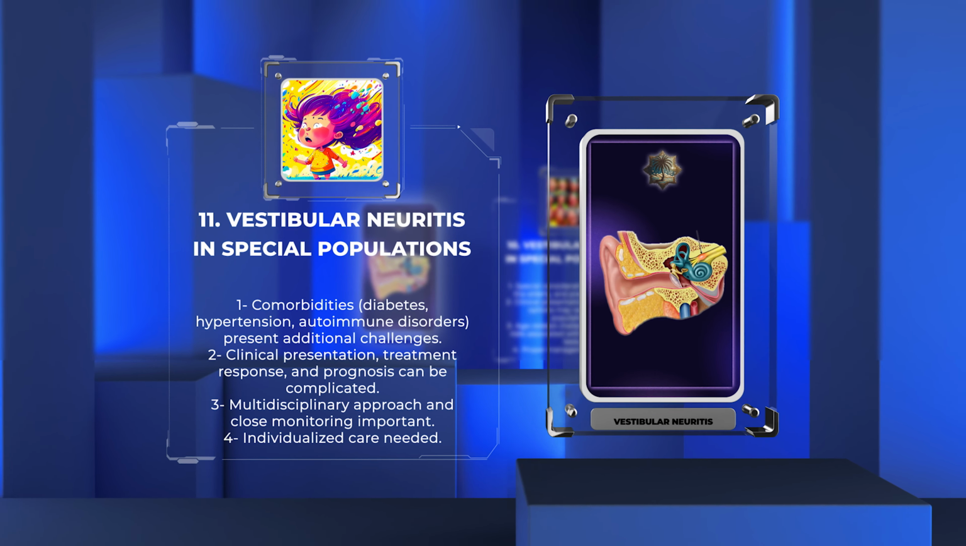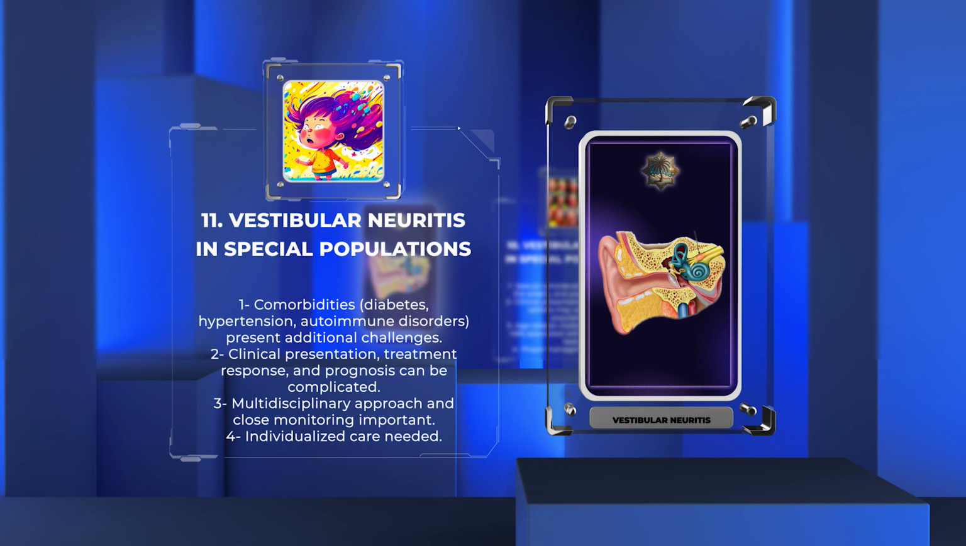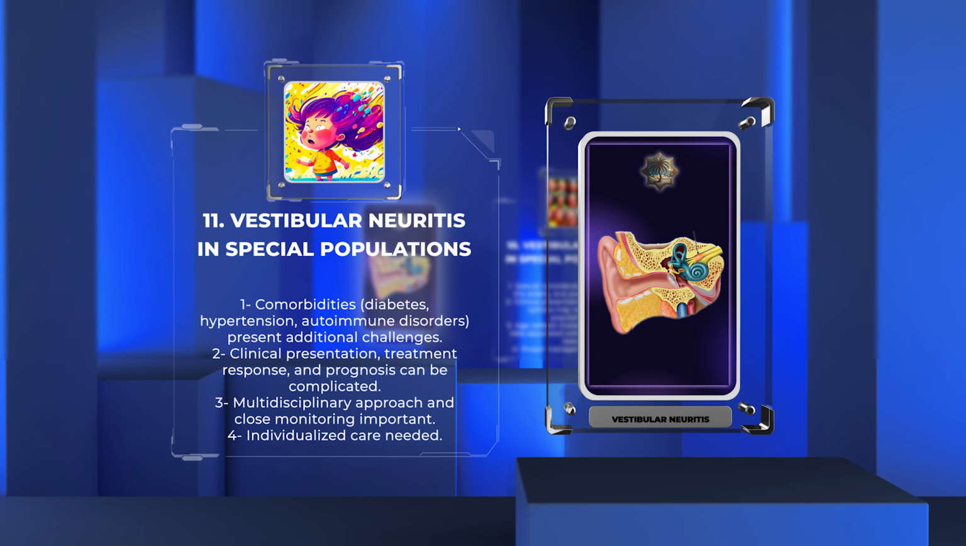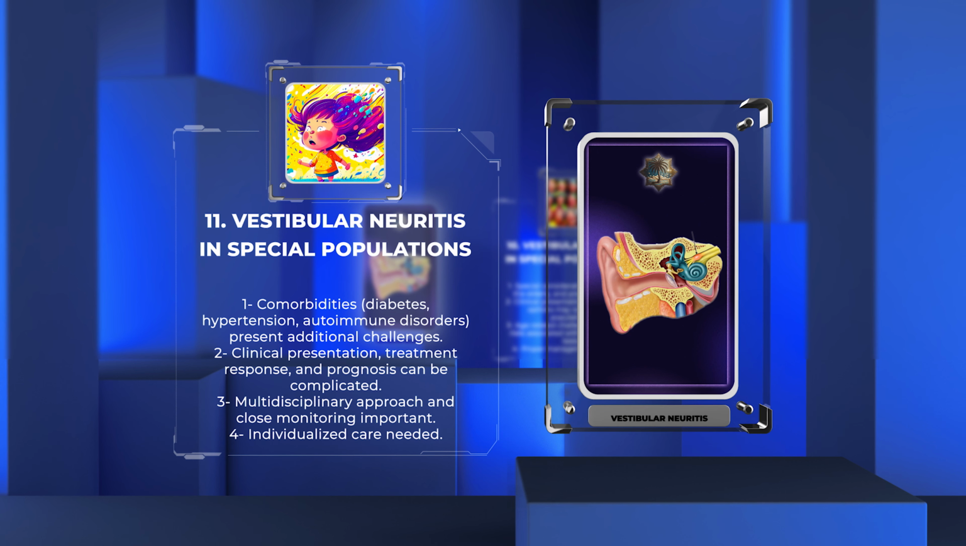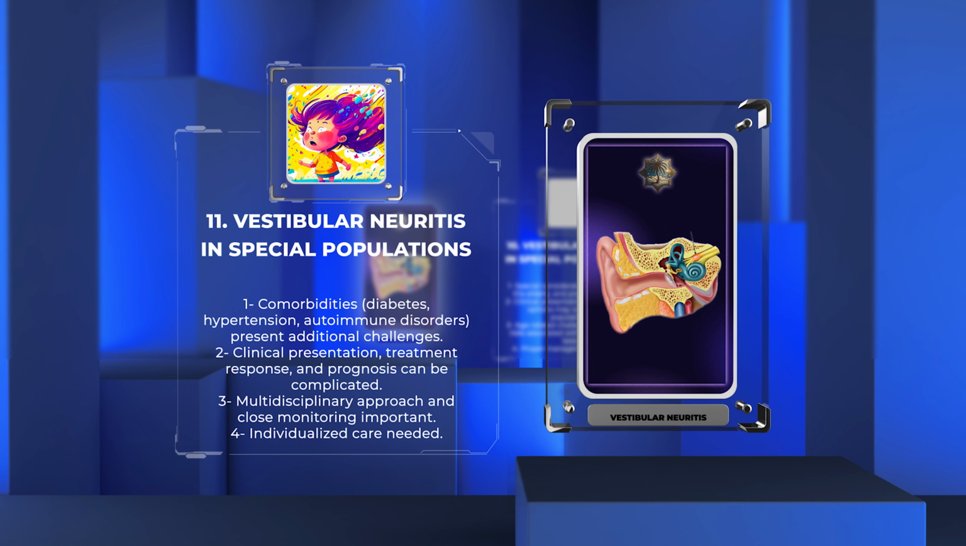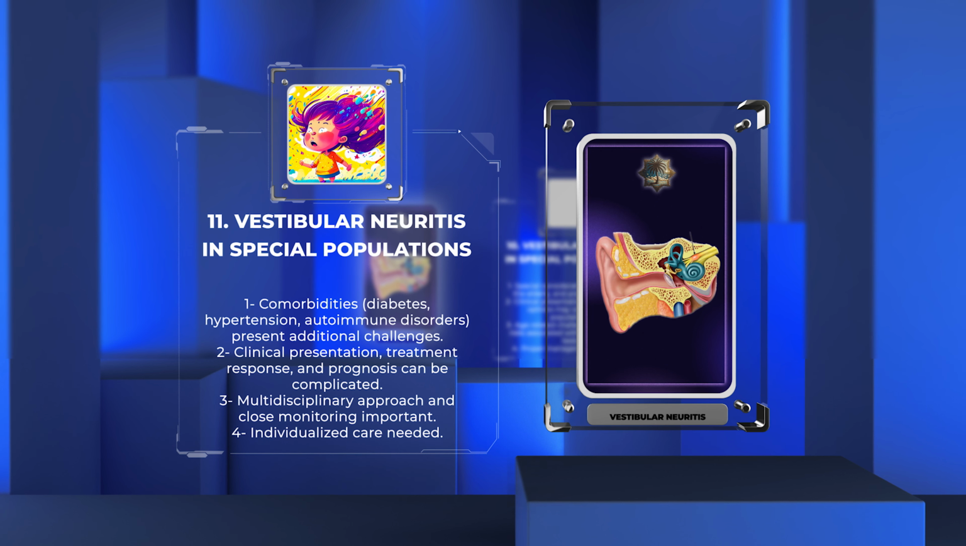11. Vestibular neuritis in special populations. Apart from the populations mentioned earlier, individuals with comorbidities, including diabetes, hypertension, and autoimmune disorders, may present with additional challenges in the diagnosis and management of vestibular neuritis. The presence of these underlying conditions can complicate the clinical presentation, treatment response, and prognosis, highlighting the importance of a multidisciplinary approach and close monitoring.